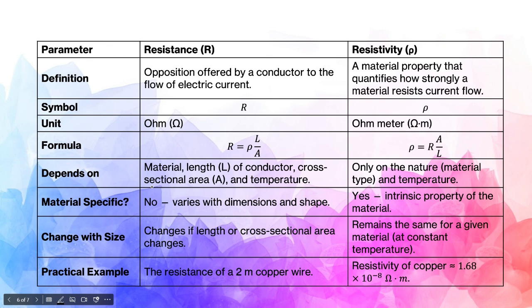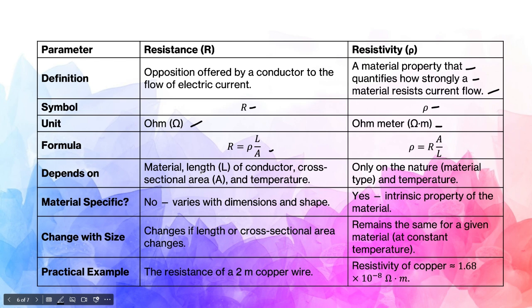The definition: the opposition offered by a conductor to the flow of electric current, and it's a material property. Actually, of course, it's a material property, and it is the same thing for unit dimensions. The symbol is R, and the symbol is rho. The unit is ohm, and here the unit is ohm meter. The formula is R equal to rho L by A. It is just the reverse of that, rho equal to RA by L.